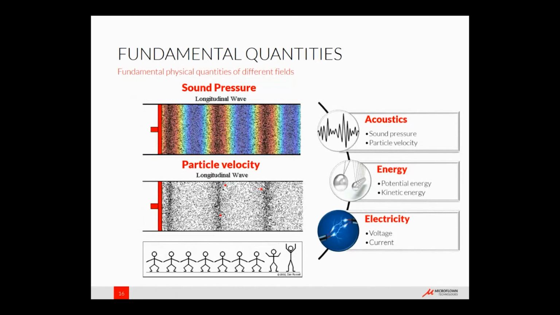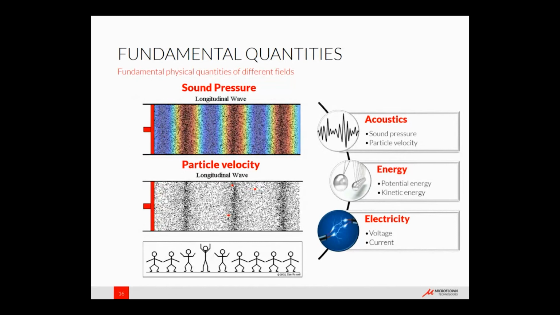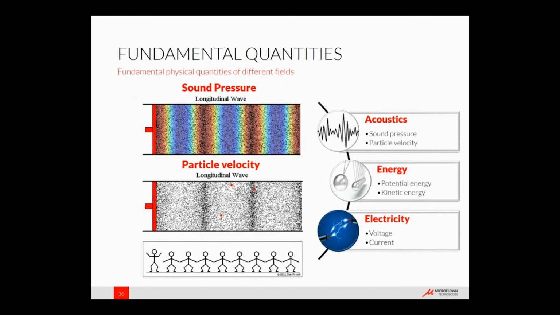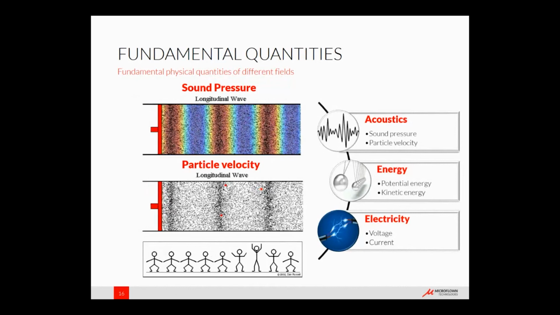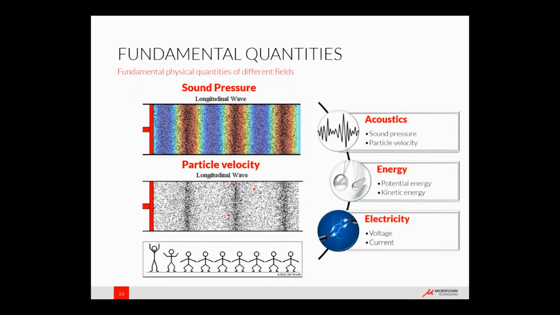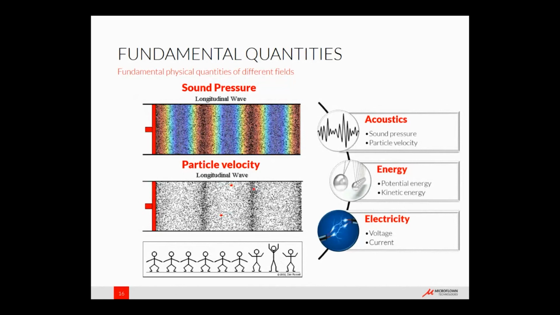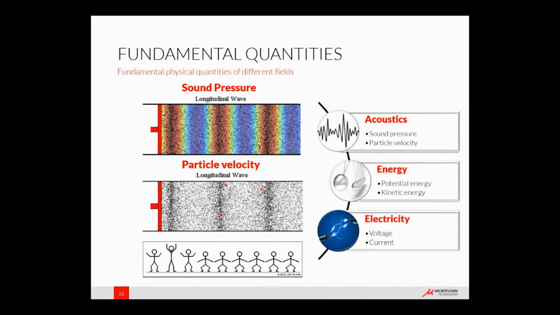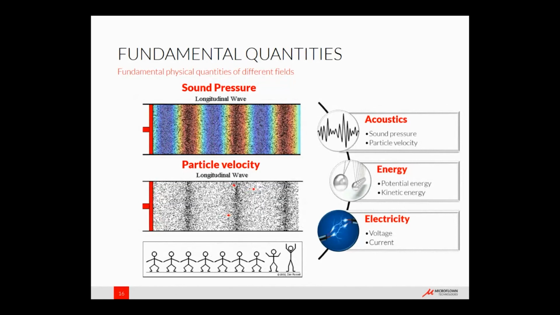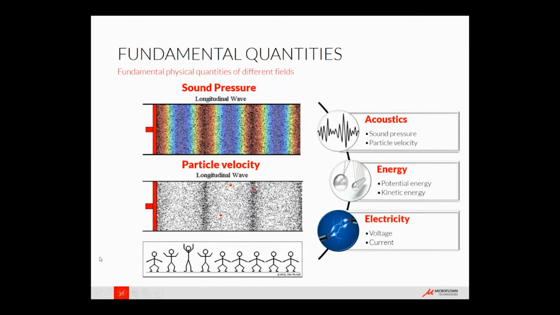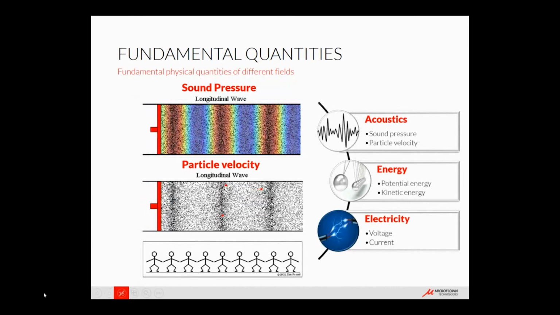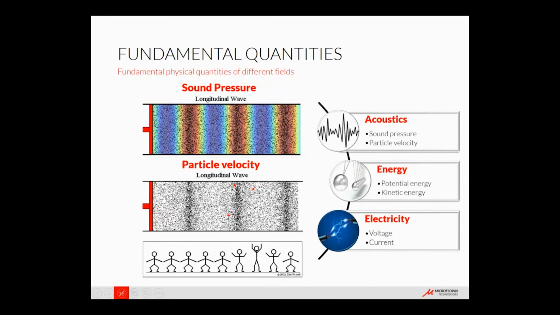The particle velocity, on the other hand, is a quantitative value, but it also adds a direction to it. So that's the unique thing. And that's very similar if you look at energy, to potential and kinetic energy, or in an electricity field, to voltage and current.